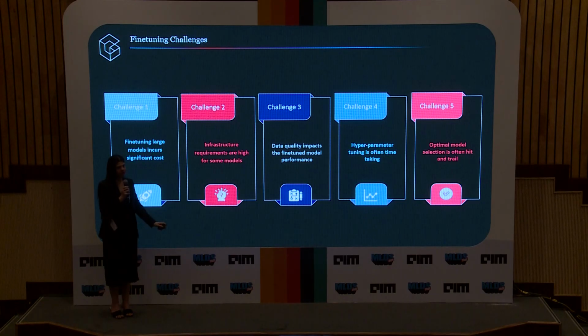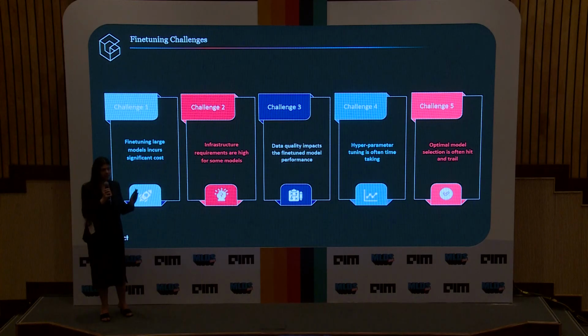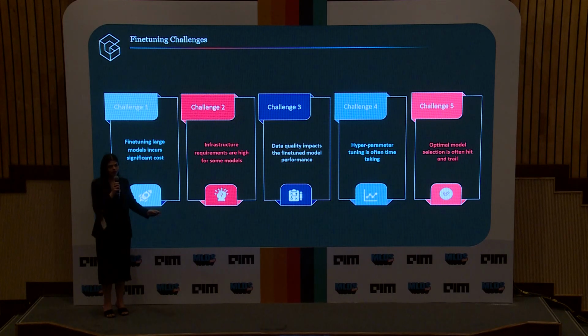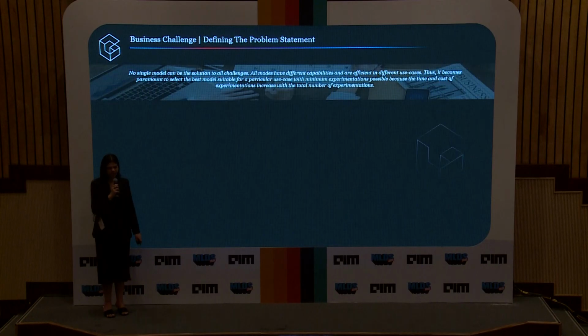Then the hyperparameters. Even if you take care of the first three, the infrastructure, the cost, and the data quality, the last two will still give you a hard time. Choosing the right hyperparameters and choosing the right models will take multiple iterations of trial and error, which will take a lot of cost, time, money, effort, etc. Now, how can we save up some money here? How can we save up some time here?